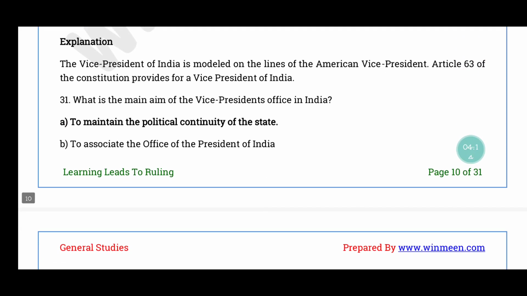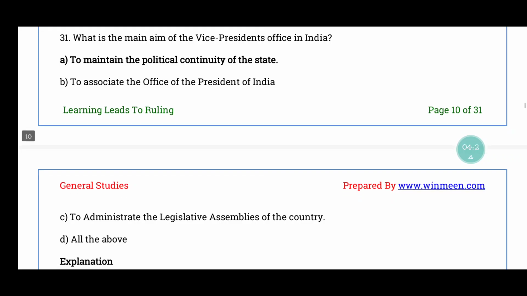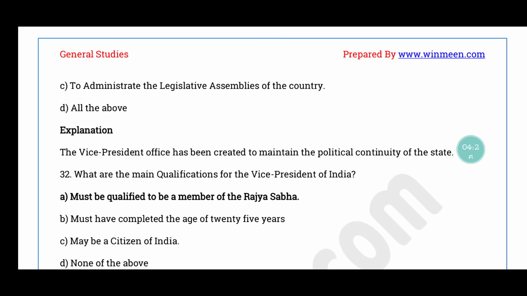Question number 31, what is the main aim of the vice president office in India? The correct answer is option A, to maintain the political continuity of the state. Vice President Office of India இது வந்து to maintain the political continuity of the state in the central government. இதுக்காக தான் Vice President Office create பண்ணப்பட்டிருக்கு.